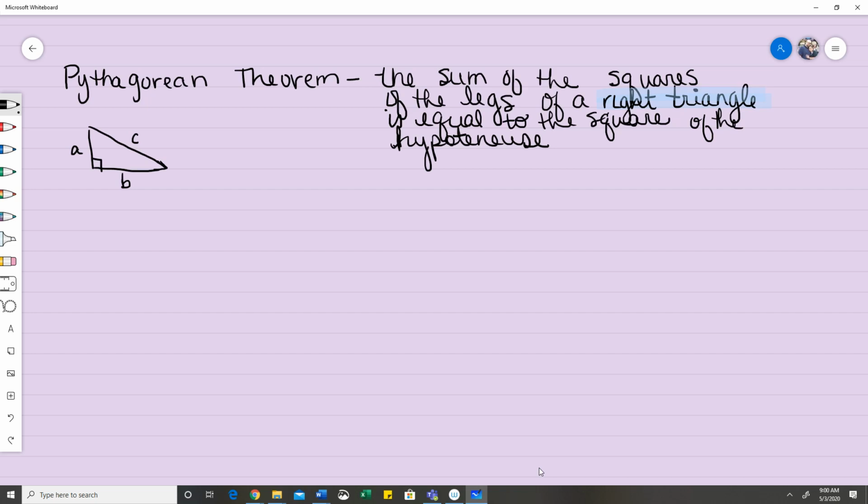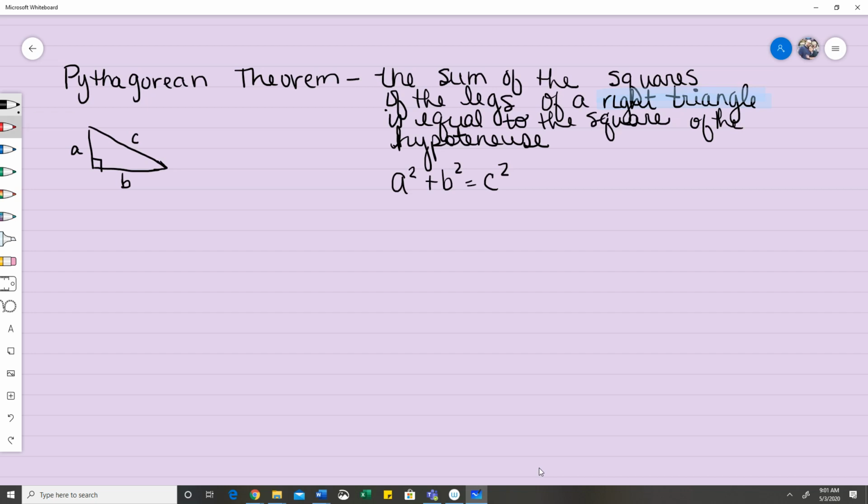The actual definition of the Pythagorean Theorem reads, the sum of the squares of the legs of a right triangle is equal to the square of the hypotenuse. More commonly, we know it as a squared plus b squared equals c squared. Okay, and that's all that definition is telling you: a squared plus b squared equals c squared.